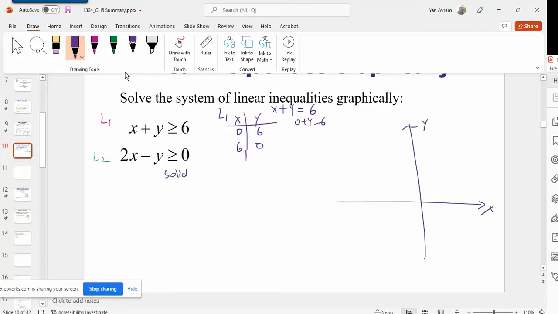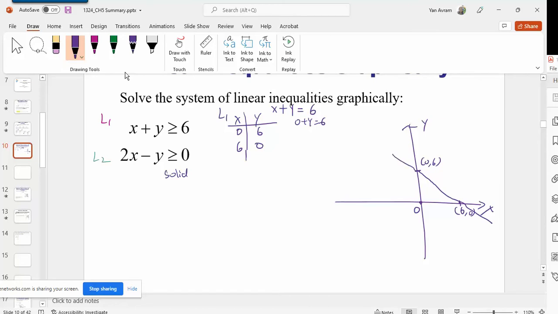Not quite straight, but you got an idea. All right, so I'm going to say this is 6. So this is 6 and 0. And then this one here is 0 and 6, right? So we have a 0 and 6. And then we're going to graph this line. Since we have an equal sign, we're using a solid line. Okay, so it's a solid straight line in here.